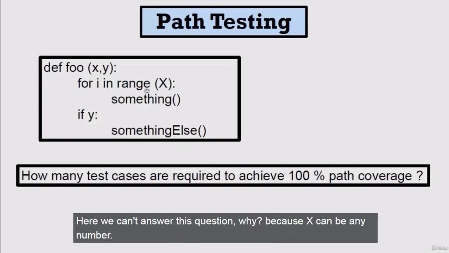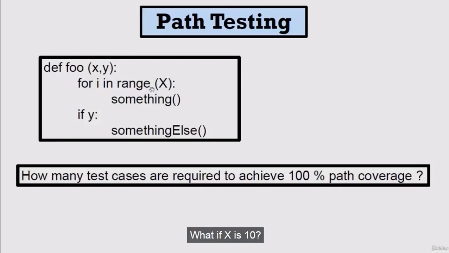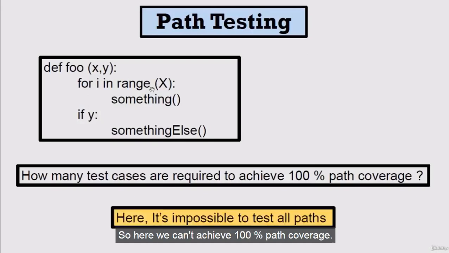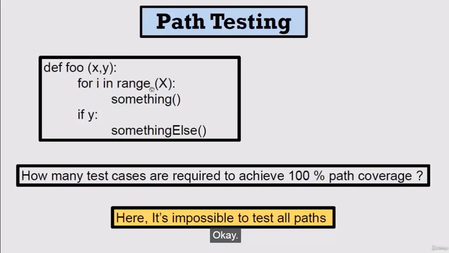Here we can't answer this question. Why? Because x can be any number. What if x is 10? What if x is 11? What if x is 1000, 2000, 10,000, any number? So we have an infinite number of values for x. So here we can't achieve 100% path coverage. This is impossible, okay? This is what we call exhaustive testing.